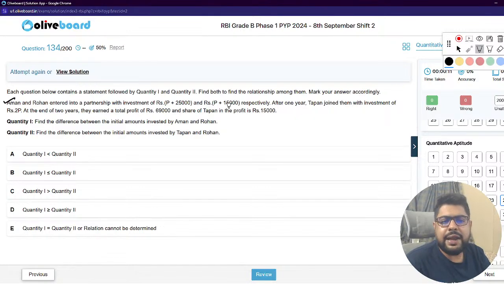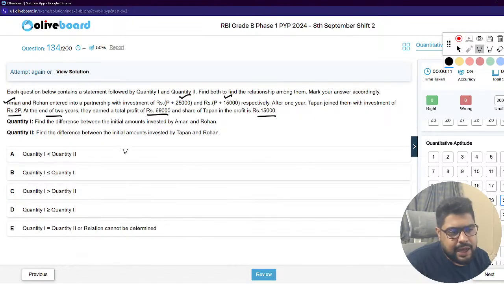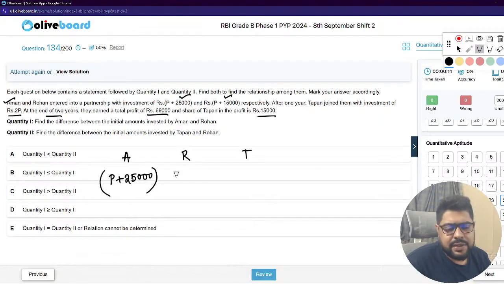Aman and Rohan entered into a partnership with this and this. After 1 year, Tapan joined with this money. At the end of 2 years, the total profit is this, Tapan's is this. Achha sir. Sir, Aman, Rohan, Tapan. Sir, P plus 25,000. Not very difficult actually. This is P plus 15,000. And sir, this is only 2P rupees.